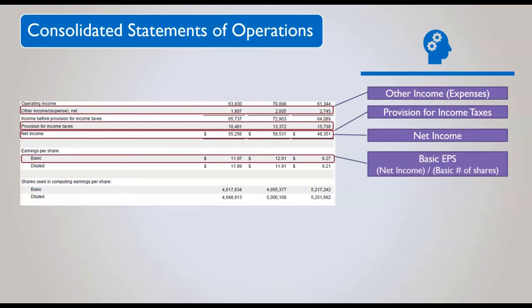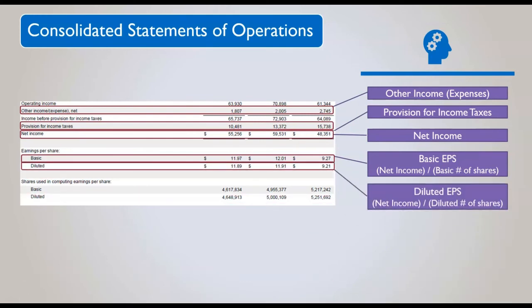Moving on, we see EPS. The first EPS, or earnings per share, is called basic EPS. Earnings per share is a key metric and is closely monitored by investors. This number is calculated by taking the net income divided by the basic number of shares. In Apple's case, net income of 55,256 divided by shares of 4,617,834, which translates to $11.97 earnings per share.